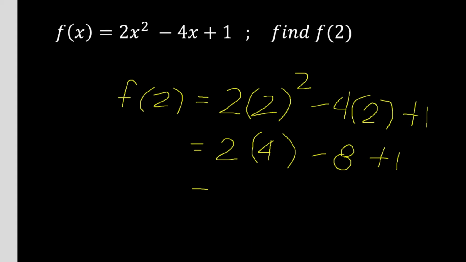So multiply 2 times 4, which is equal to 8, minus 8 plus 1. So 8 minus 8 is equal to 0, and therefore the value of the function is equal to 1. So you can cancel this 8 and negative 8.